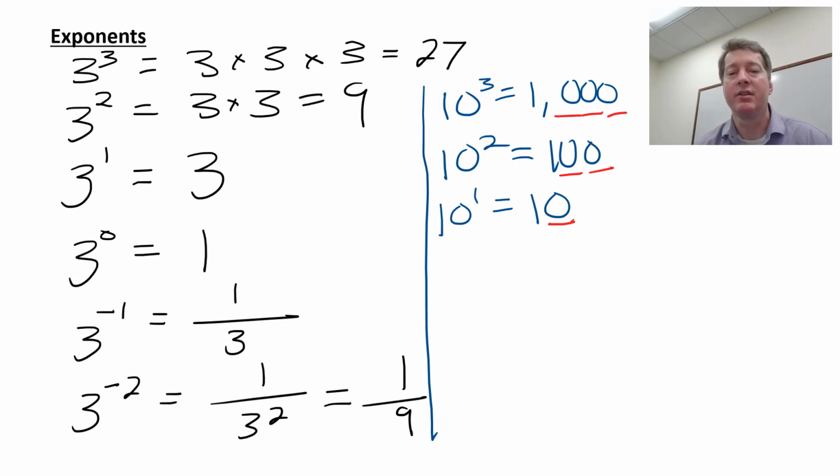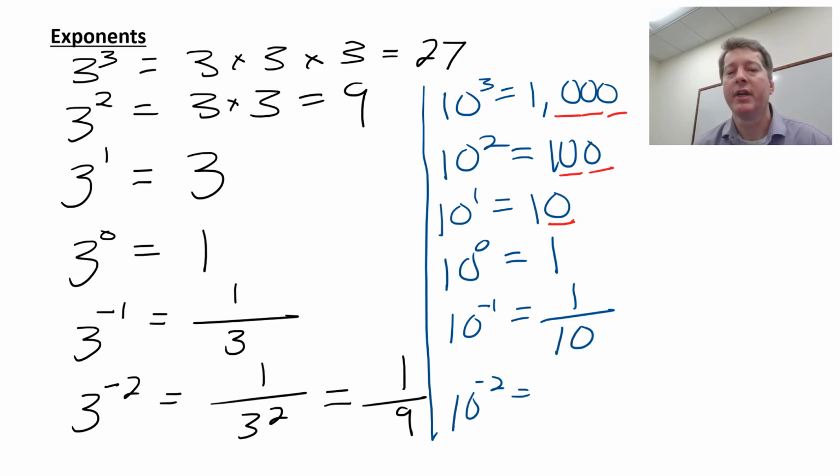How about 10 to the 0? Well, we said before, anything to the 0 is 1. So 10 to the 0 is what? It's a 1 followed by 0 zeros, no zeros at all. How about 10 to the negative 1? That's 1 over 10 to the positive 1, 1 over 10. 10 to the negative 2, 1 over 10 to the positive 2, 1 over 10 squared, and that, of course, is 1 over 100.